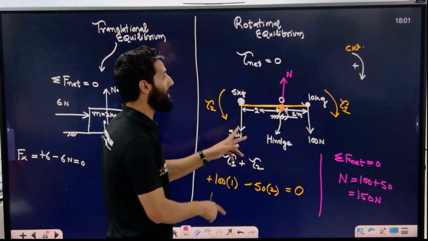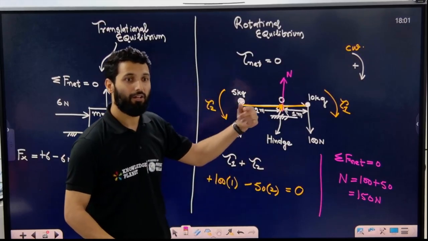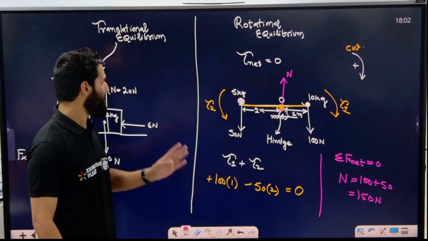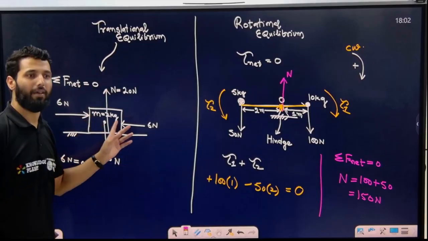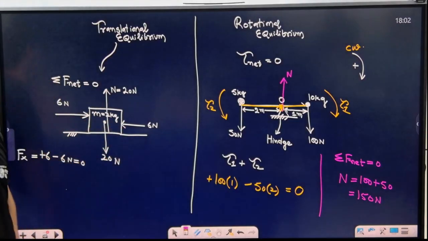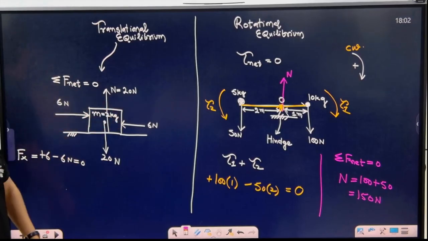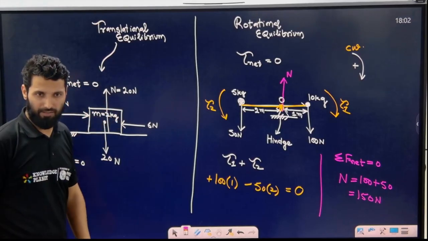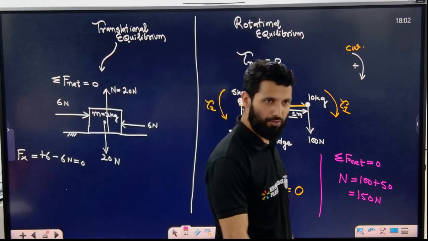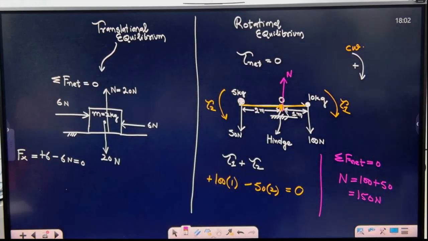So this object is in translation equilibrium and rotational equilibrium also. Similarly, this is also in translation equilibrium and rotational equilibrium if it does not rotate. But here I have not shown it. We usually calculate torques about the center of mass anyhow. Understood? Is it clear? Yes, sir.